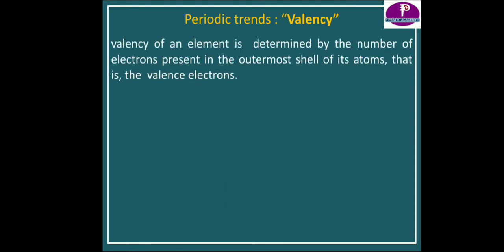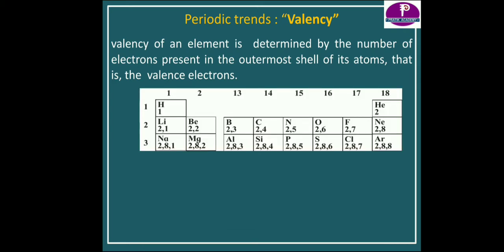We know that the valency of an element can be determined by knowing the number of electrons present in the outermost shell of that atom. That number of electrons we call valence electrons. Okay, so here consider this figure.